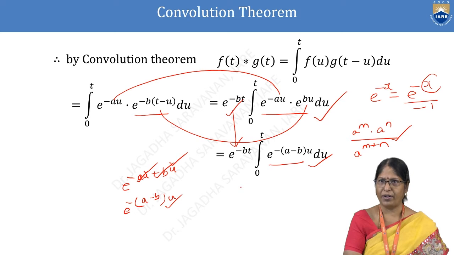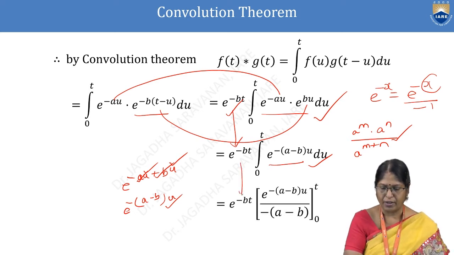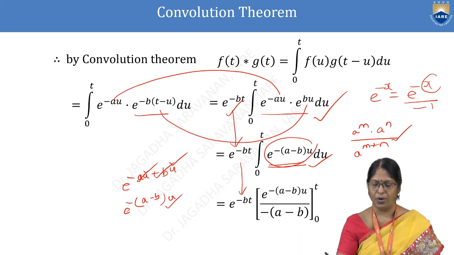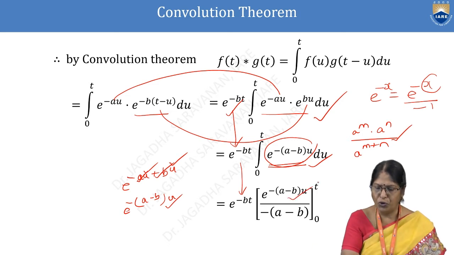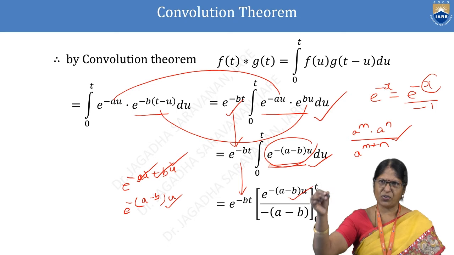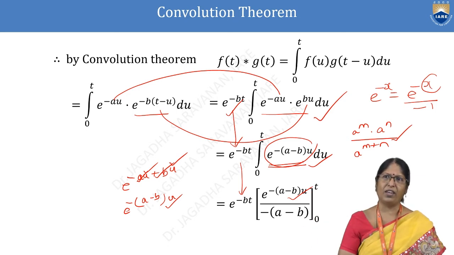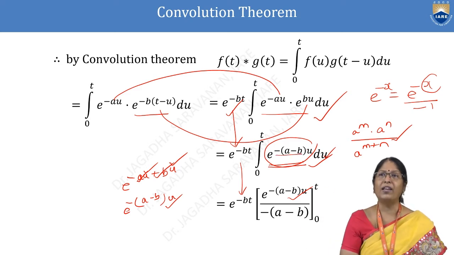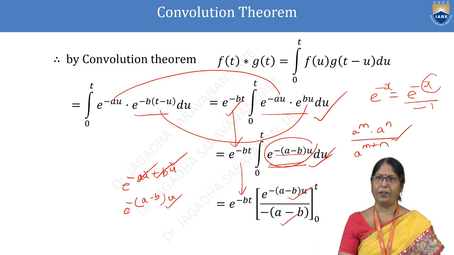So next we can concentrate on how the integration takes place. Here e power minus bt, this part, is written as it is. Then e power minus of a minus b into u, as it is written. Why are we stressing u? Because we are doing the integration with respect to u. Then the coefficient of u, leaving u, the remaining is minus of a minus b. Fine, then limits 0 to t.